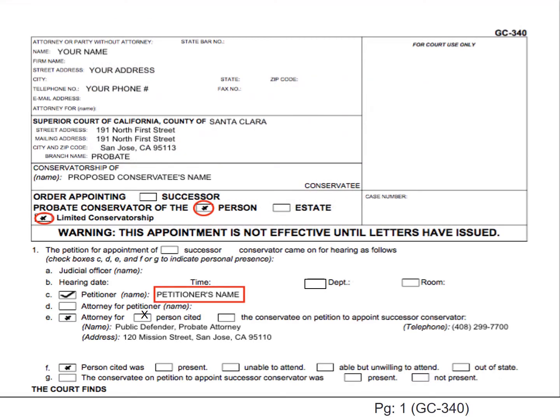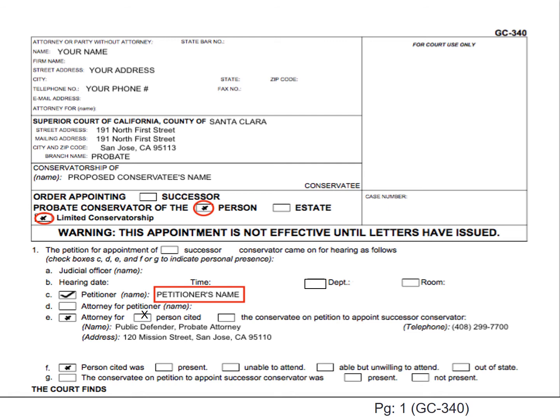The next form is GC-340 Order Appointing Probate Conservator. This form will be signed by the judge at the court hearing if your request is granted. It has more specifics than the letters of conservatorship as to who attended the hearing and the specific findings of the court. This form will be served to all persons entitled to notice after the court hearing.